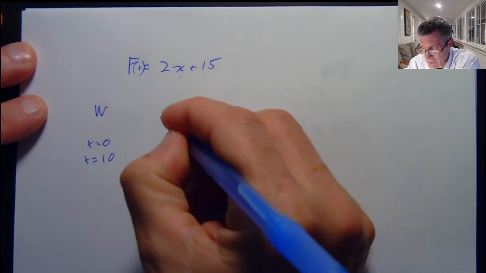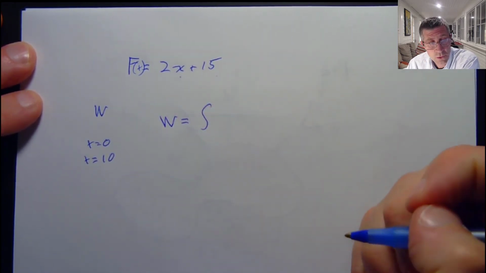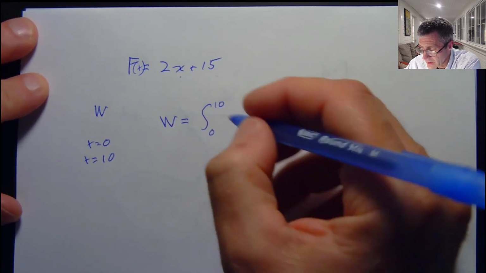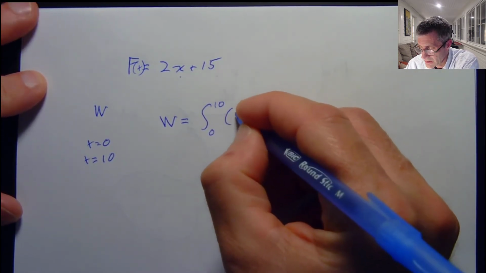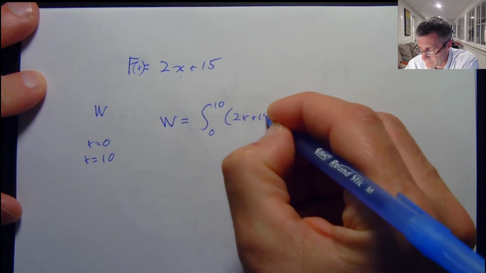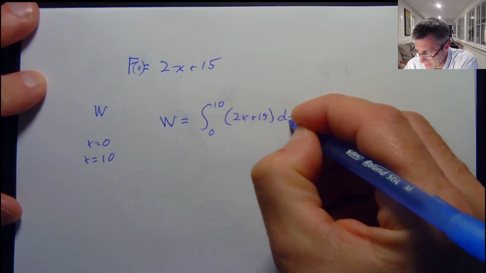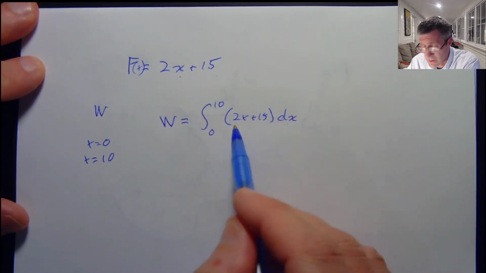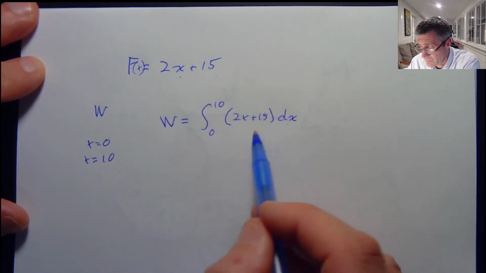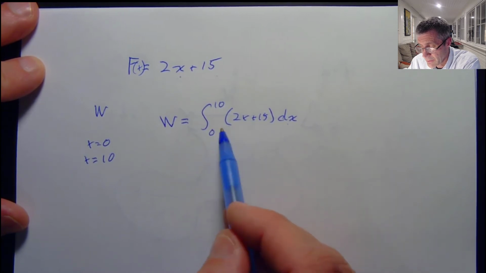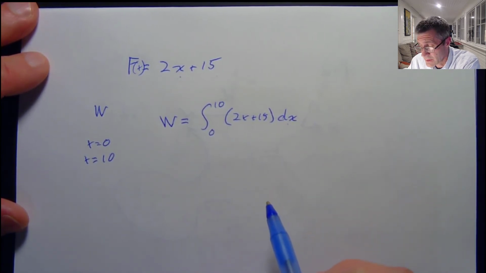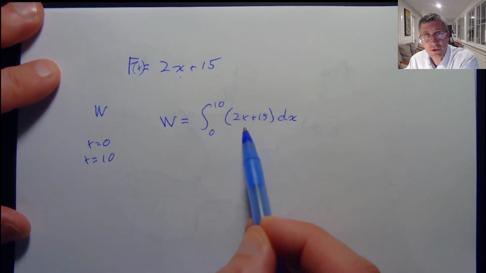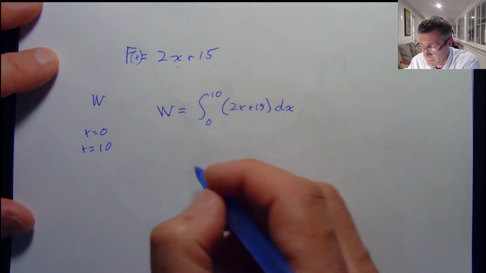So let's figure out what's the work that's involved with that. Well, I'm going to set this up as an integral. My work is going to be a definite integral. I'm going to go from 0 to 10, of my function 2x plus 15, times that little bit of distance that I'm traveling, dx. So this is saying I'm going to go a little distance in here, see how much force that takes. I'm going to go a little further, see how much force that takes. And I'm going to add all those things up, and this is my integral. This is like the reverse of the power rule, so I'm going to figure out the math for this.